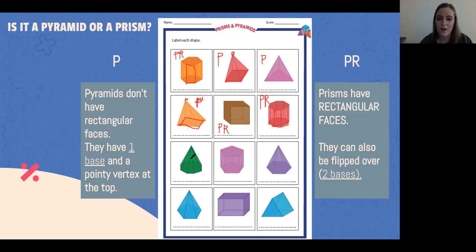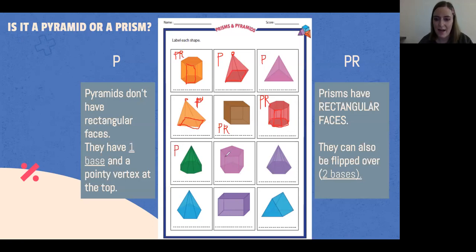Now this one right here, I want you to try. Think about it and then I'll tell you the answer. If you guessed pyramid, you are correct. It has one base and a vertex up at the tippy top. And there are no rectangles, okay? So this is a pyramid.